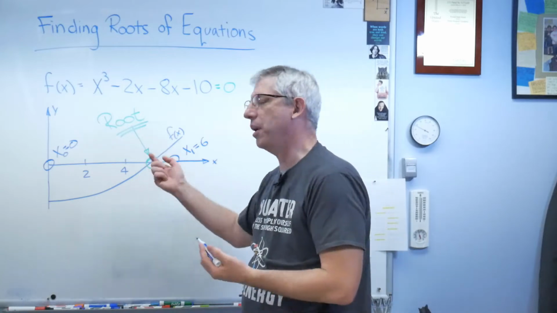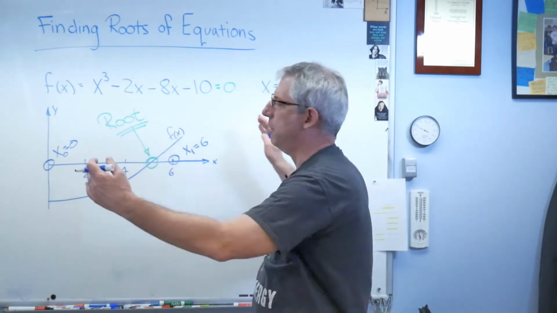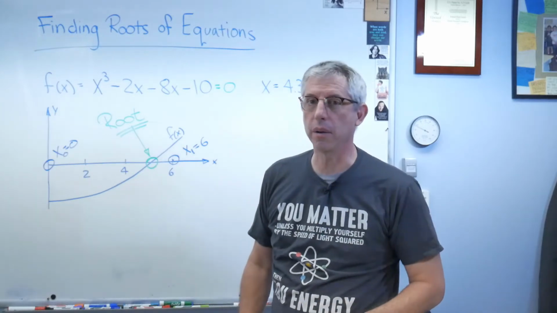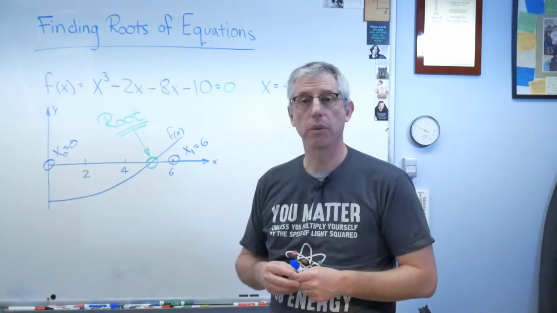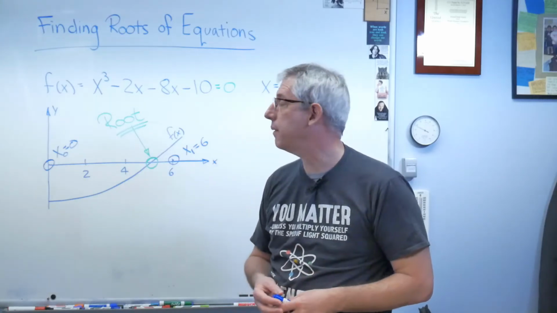Well, how do I know? Well, I plotted it out. It's kind of cheating. But if you don't know where the root is, you just set the limits so far apart, it's got to be in there somewhere. So what I'm going to do is divide this in half. That's the bisection method.